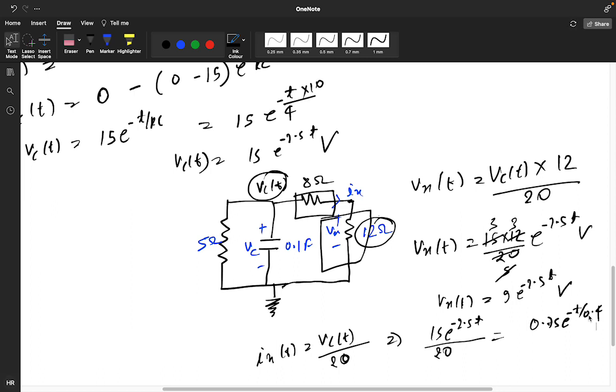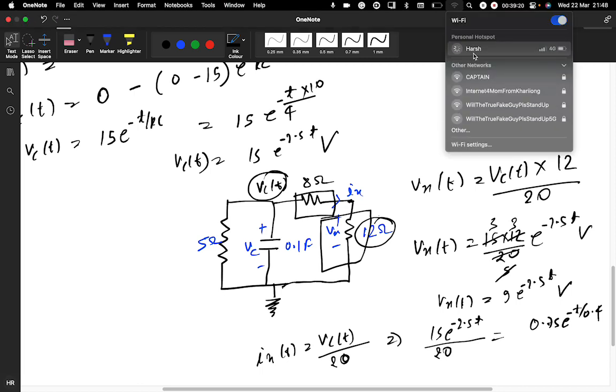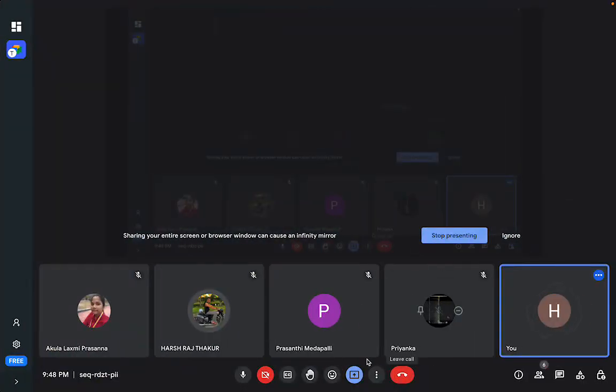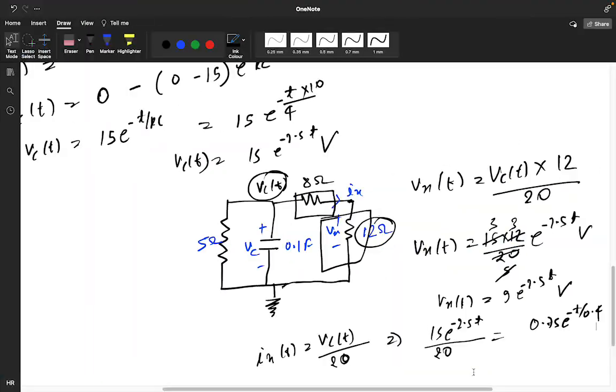Just wait, guys. Light has been cut. Just wait for a few seconds. Today there is a network problem issue. Let me connect. Screen is visible, right? Yeah, it's visible.